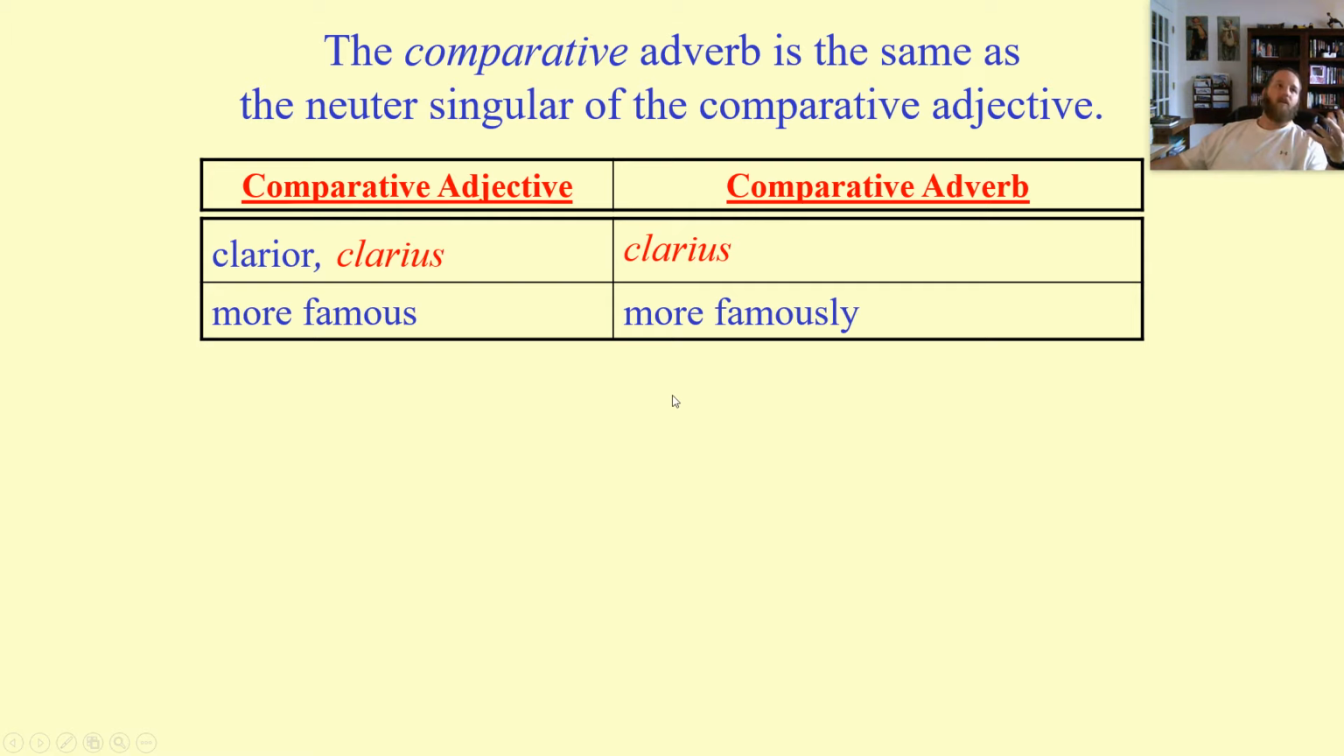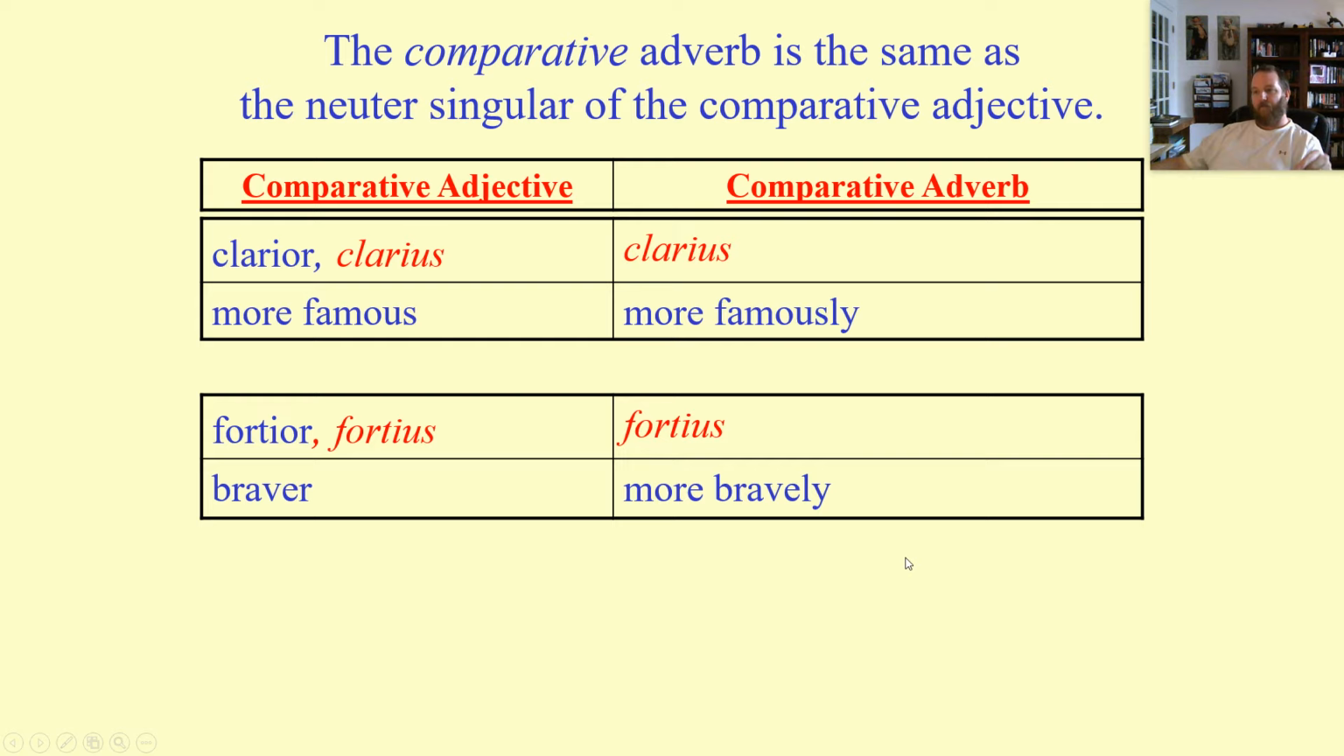In a sentence, how do you know whether it's the neuter adjective or the adverb, since they look identical? Well, you're going to tell by context. If it's an adjective, it's going to be modifying a noun. There will be a noun there in the same case. If it's an adverb, what is it modifying? It's modifying a verb. So if it's an adverb, it's going to be near a verb and modifying that verb instead of a noun. So clarius would also be the comparative adverb, meaning more famously. A couple other examples, fortis would go to fortior in the adjective, but in the adverb, comparative would be fortius, which means more bravely.